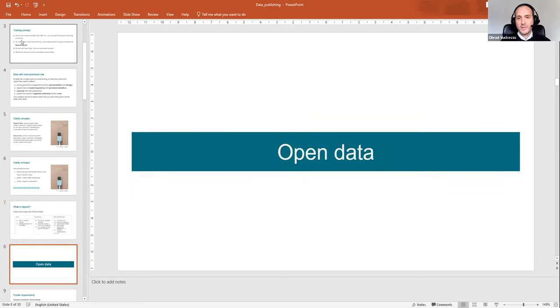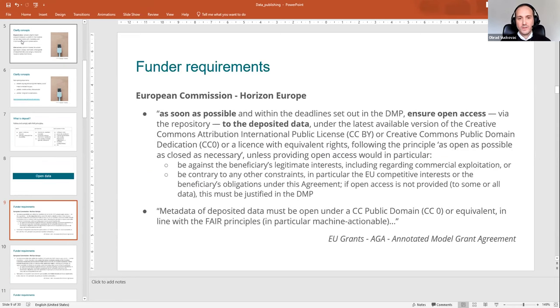And now is the topic that always comes to mind, especially when you talk about data management and everything related to data. Like I said, when you combine it with open science, immediately arises the question of open data. In the last few years, we have more and more funders, especially international funders, who require that researchers deposit their data. Like the European Commission with Horizon Europe, and before that with Horizon 2020, we had these requirements that data should be deposited as soon as possible, and to assure open access to the deposited data.